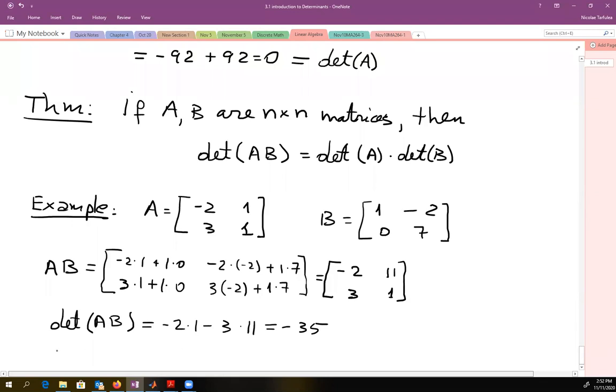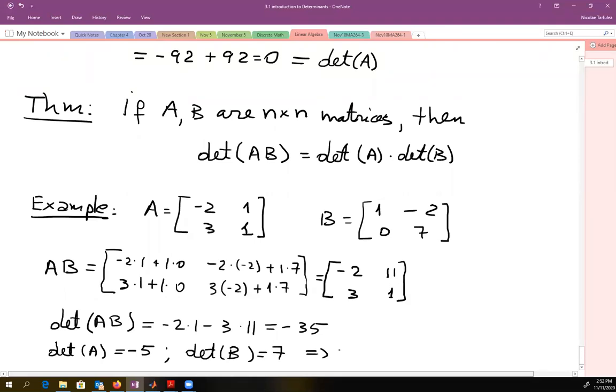Now let's see the product of these two determinants. The determinant of A, which is what? I can write directly. This is negative 2 times 1, negative 2, minus 3. So this is negative 5, right? And the determinant of B is just 7.